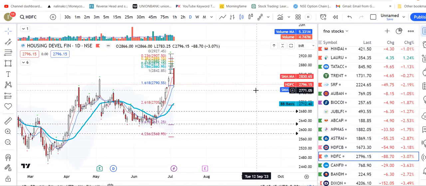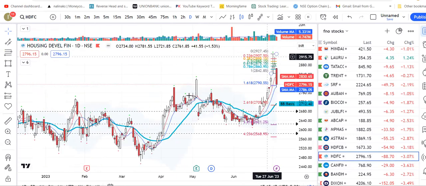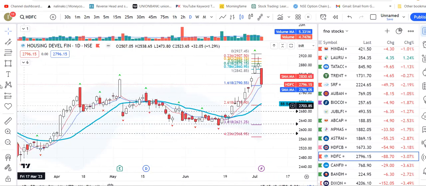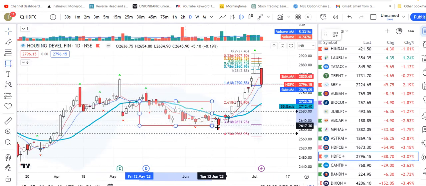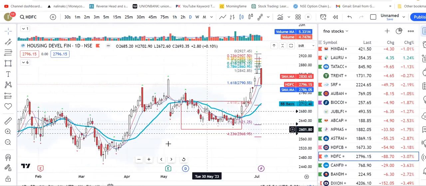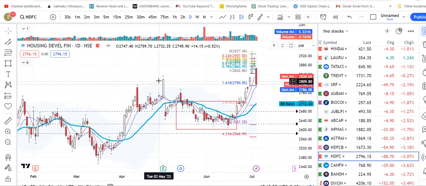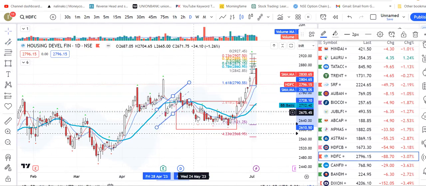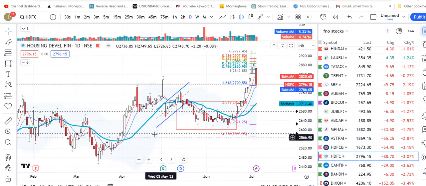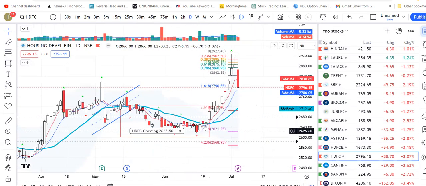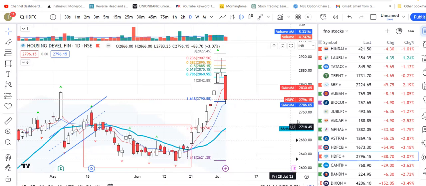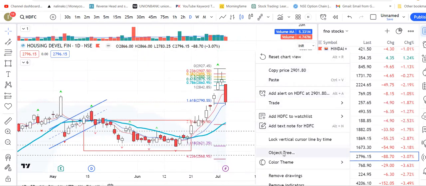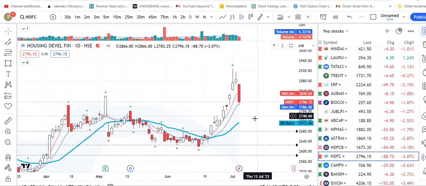What has happened in HDFC? Let us check on the HDFC also. It is a range breakout. It was a huge range. Key support area was here and key resistance was here. So it was a channel range. Channel range breakdown, consolidated, and it started above this range and see the breakout, and now it is a retest. The price action is perfect actually.